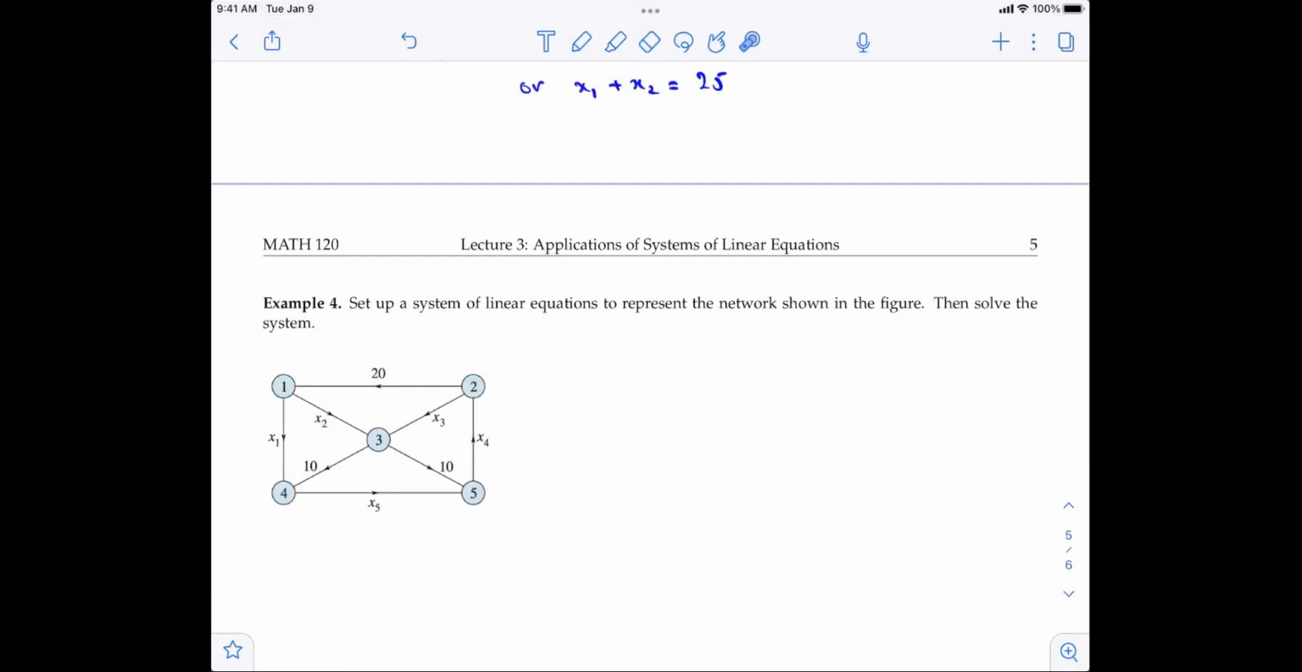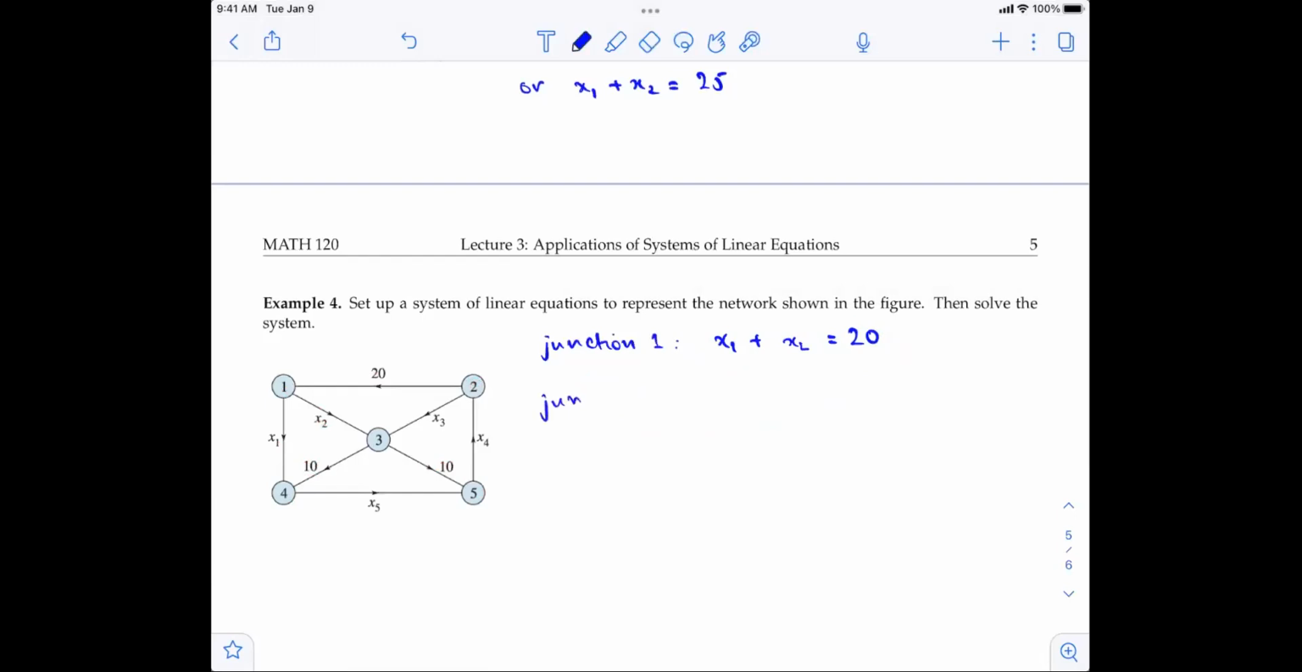So I'm going to analyze each junction. At each junction, I'm going to have one equation. Now I have 5 junctions. That means I have 5 equations with 5 unknowns, a system of linear equations. All right. So for junction 1, there are 20 coming in and x1 and x2 coming out. So you have x1 plus x2 equal to 20. So that is junction 1.